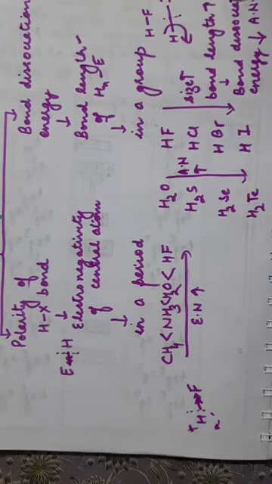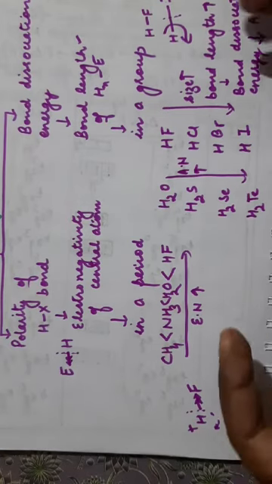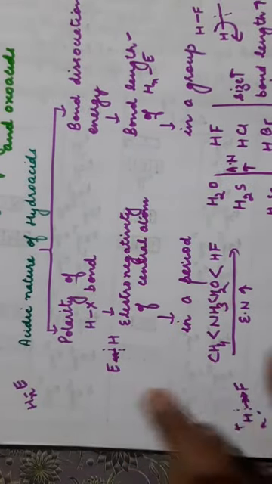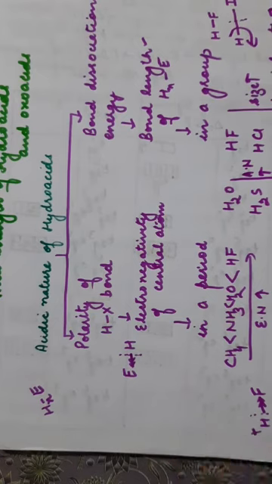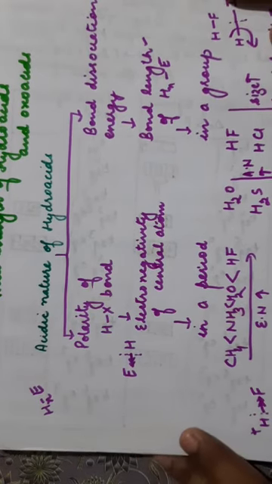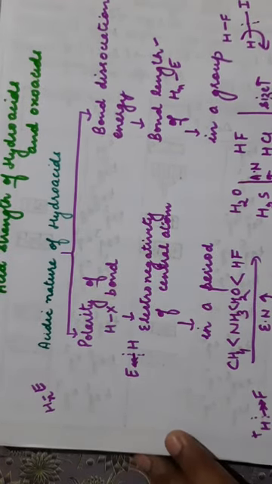Clear? So this is the concept of acidic strength in hydroacids or hydrides of non-metals. Now we will compare the acidic strength of oxoacids. Oxoacids are those in which hydrogen is attached to an oxygen atom. That means hydrogen attached to oxygen is ionizable.